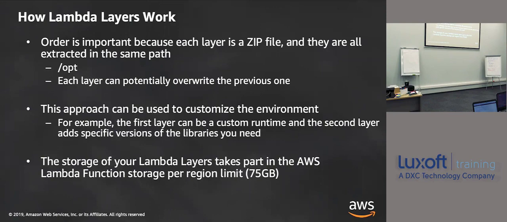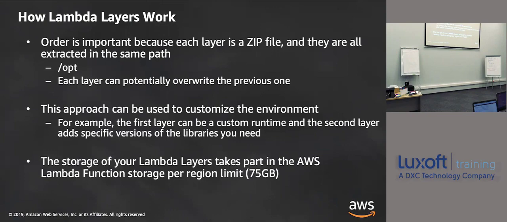So if my first layer has one version of a package in it, and my second layer has another version of the package in it, which one do you think it's going to take? It's the second one, that's right. So it gets overridden. Order is important because each layer is in a zip file. They're all extracted in the same path, that's /opt. Each layer can potentially override the previous one, so you want to be careful how you name the layers.